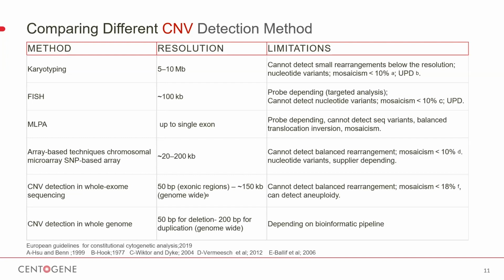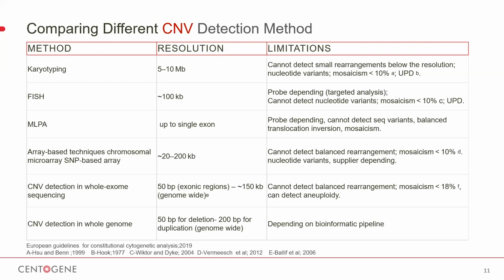For fluorescent in situ hybridization, the resolution is about 100 kilobases, and it uses a fluorescent probe designed according to a specific part of a chromosome, a whole chromosome, or specific genes. So it is considered targeted analysis, not wide genomic analysis. We detect the fluorescence emitted by annealing to the complementary sequence under a fluorescent microscope, but it cannot detect single nucleotide variants, mosaicism less than 10%, and uniparental disomy.